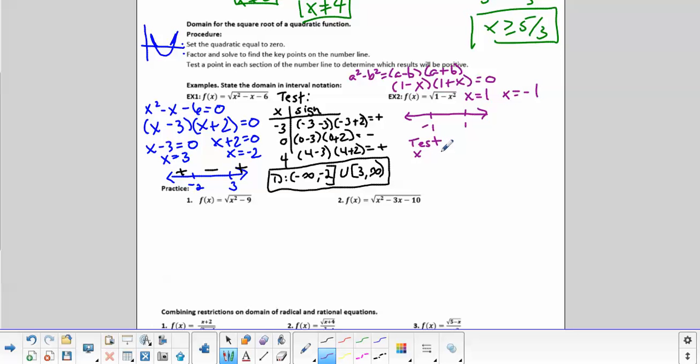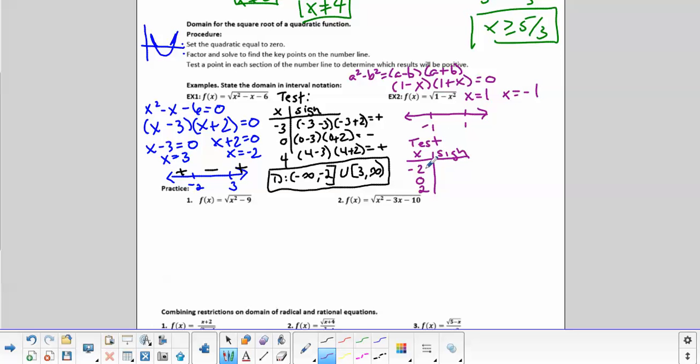Put in x values, find the sign of the answers. A number that is smaller than negative 1 is negative 2. A number between negative 1 and 1 is 0. And a number greater than 1 is 2.